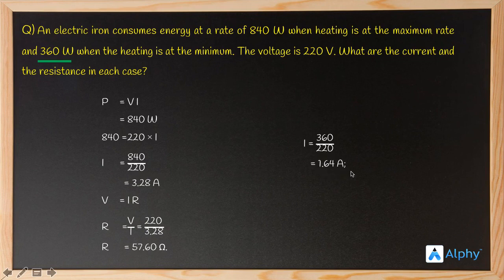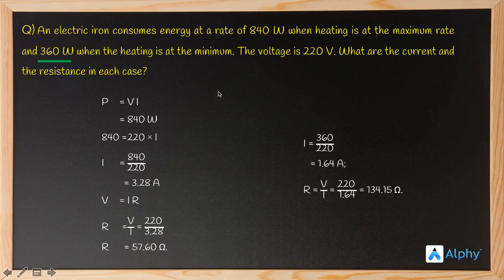Now we also need to calculate the resistance. We know how to calculate the resistance because we know Ohm's law again. So V is equal to IR. We need R, and we know both V and I. So R is equal to V by I. We know V is 220, and I we calculated in the previous step, that's 1.64 amperes. So it is 220 by 1.64, which is actually 134.15 ohms. So the resistance when it is heating at the minimum is 134.15 ohms. So we calculated both of them, that is the current and resistance in each case.